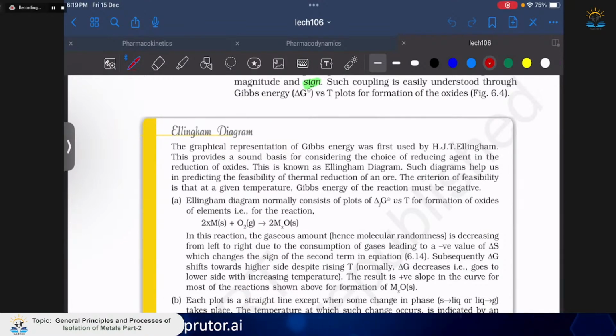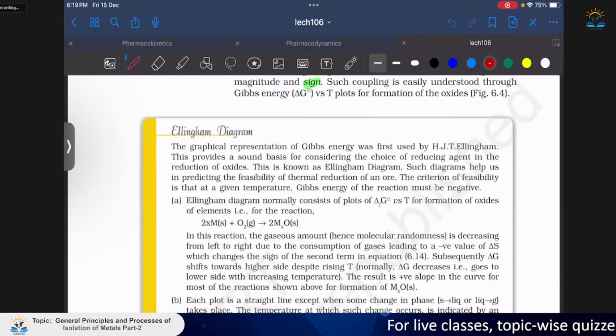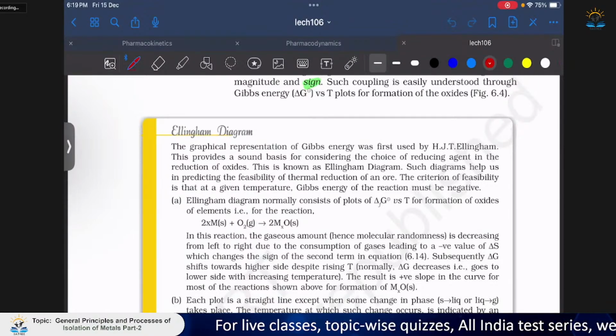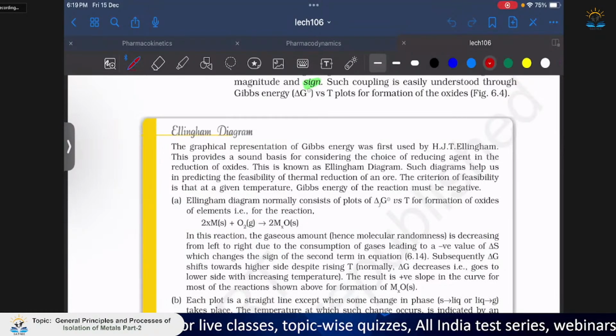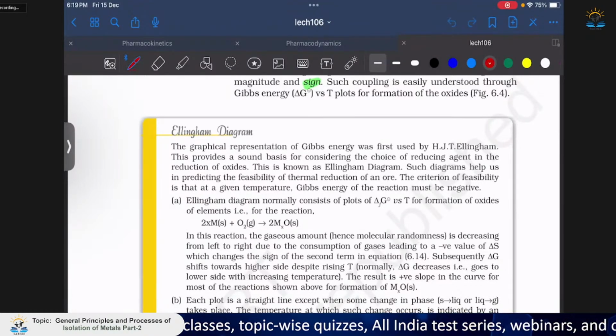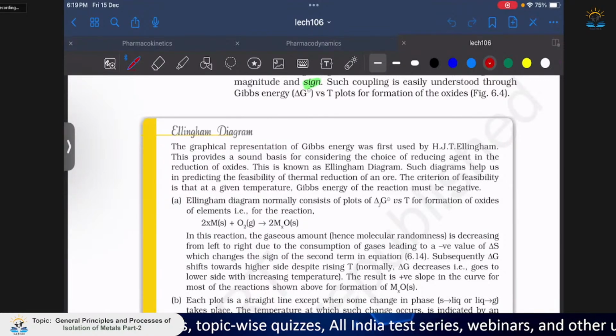Last session we were discussing the chapter Principles and Processes of Isolation of Metals. We had completed the first two processes, which were enrichment or purification of the ore, and converting the ore to oxide. We had covered the basics of reduction of the oxide to get the free metal. Yesterday we stopped at the Ellingham diagram.